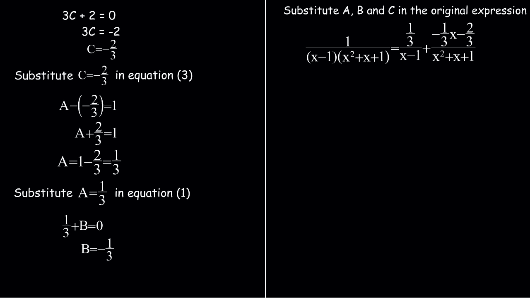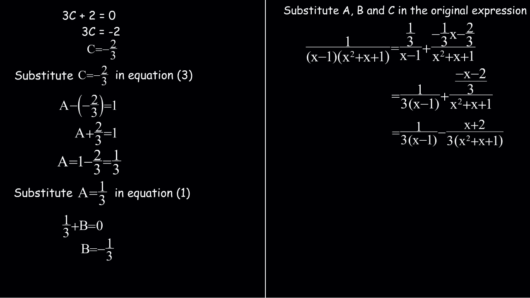plus s plus 1. Simplifying the fractions on our right hand side, it will be equal to 1 divided by 3(s minus 1) plus (minus s minus 2) divided by 3 (s squared plus s plus 1). Simplifying further, it will be equal to 1 divided by 3(s minus 1) minus (s plus 2) divided by 3(s squared plus s plus 1).